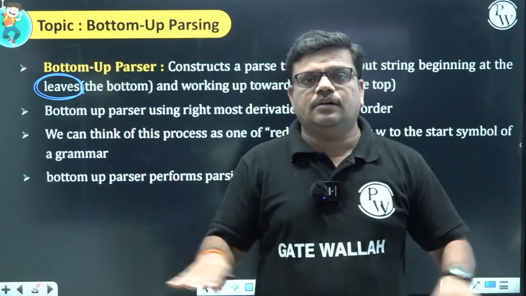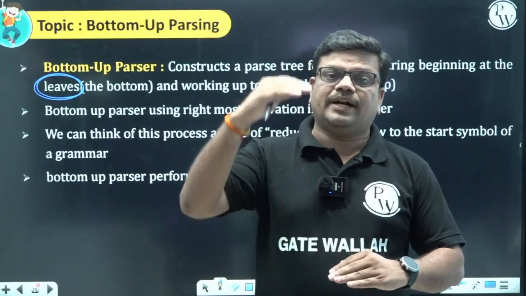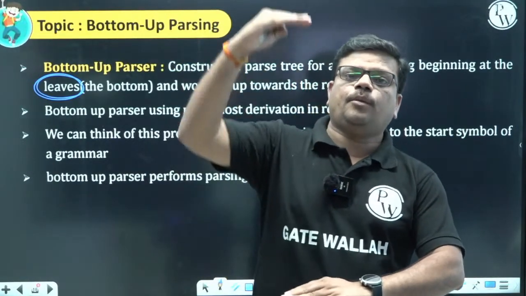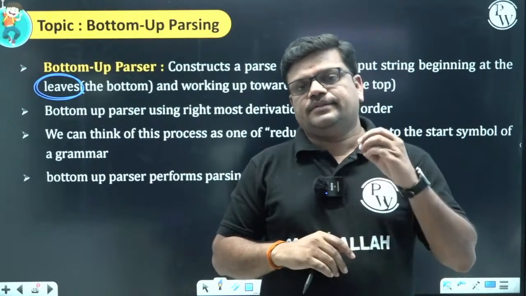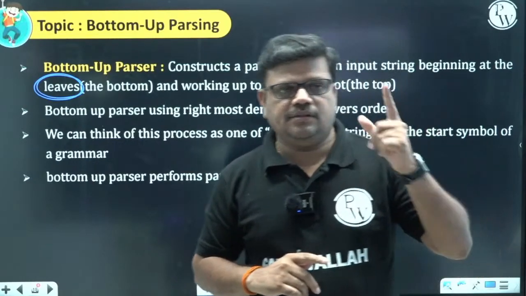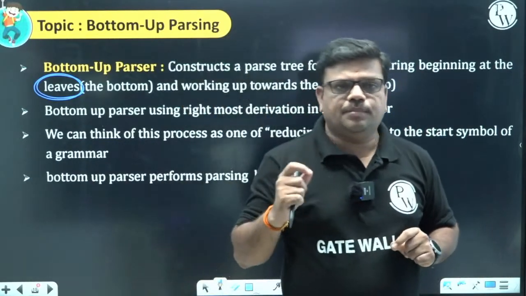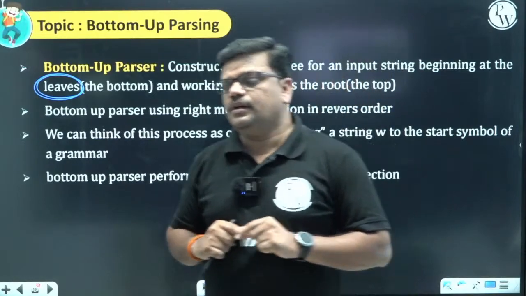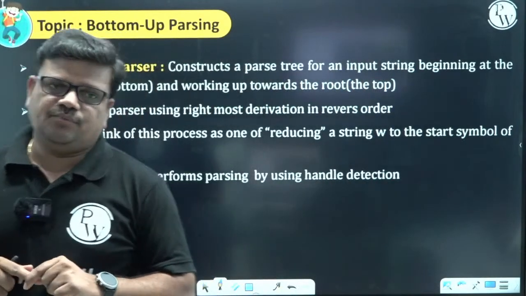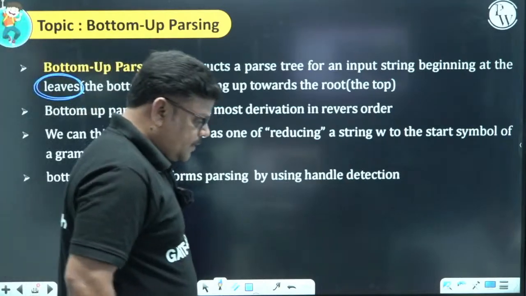We'll start at the given string and we'll try to get the starting symbol. So bottom to top the construction is going on. That's why the name bottom-up parser. This is the first difference between a top-down parser and bottom-up parser. That is what we have seen in the last class as well.